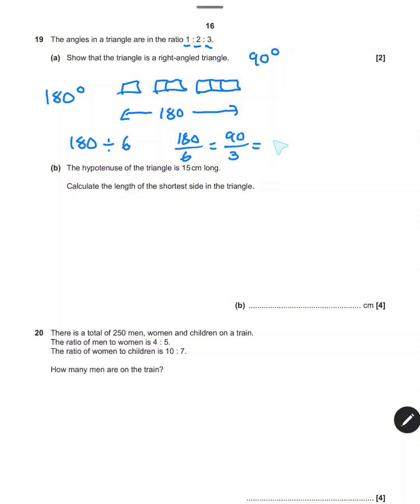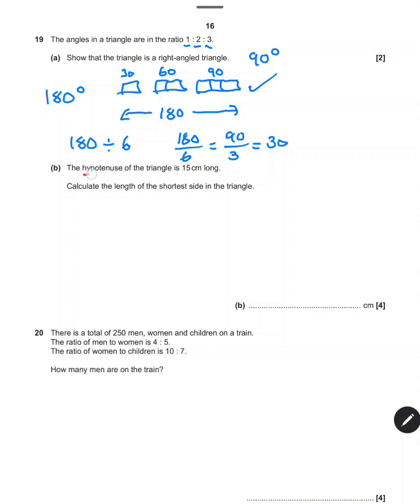So 180 divided by 6 is the same as 90 divided by 3. And 90 divided by 3 is 30. So each of these boxes is worth 30. If that is 30, then these two would come to 60, and 30, 60, 90. There is your right angle, 90 degrees.